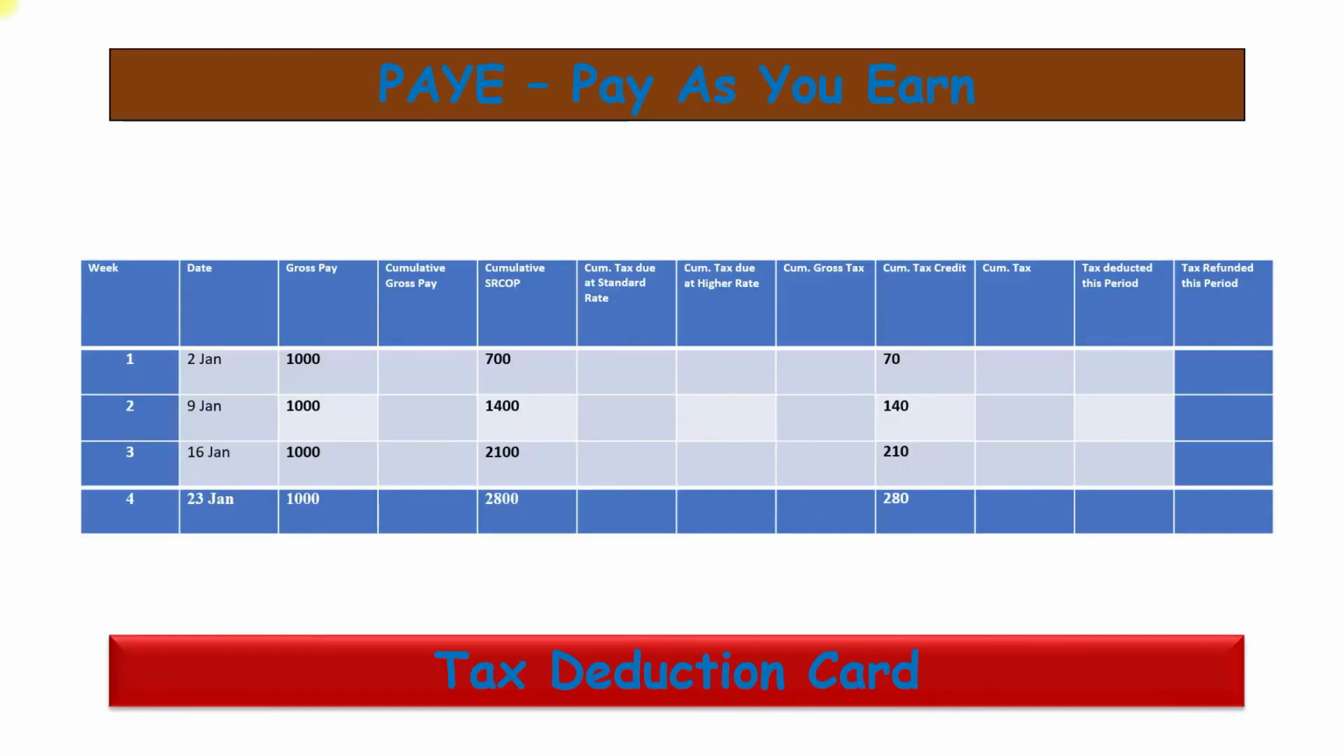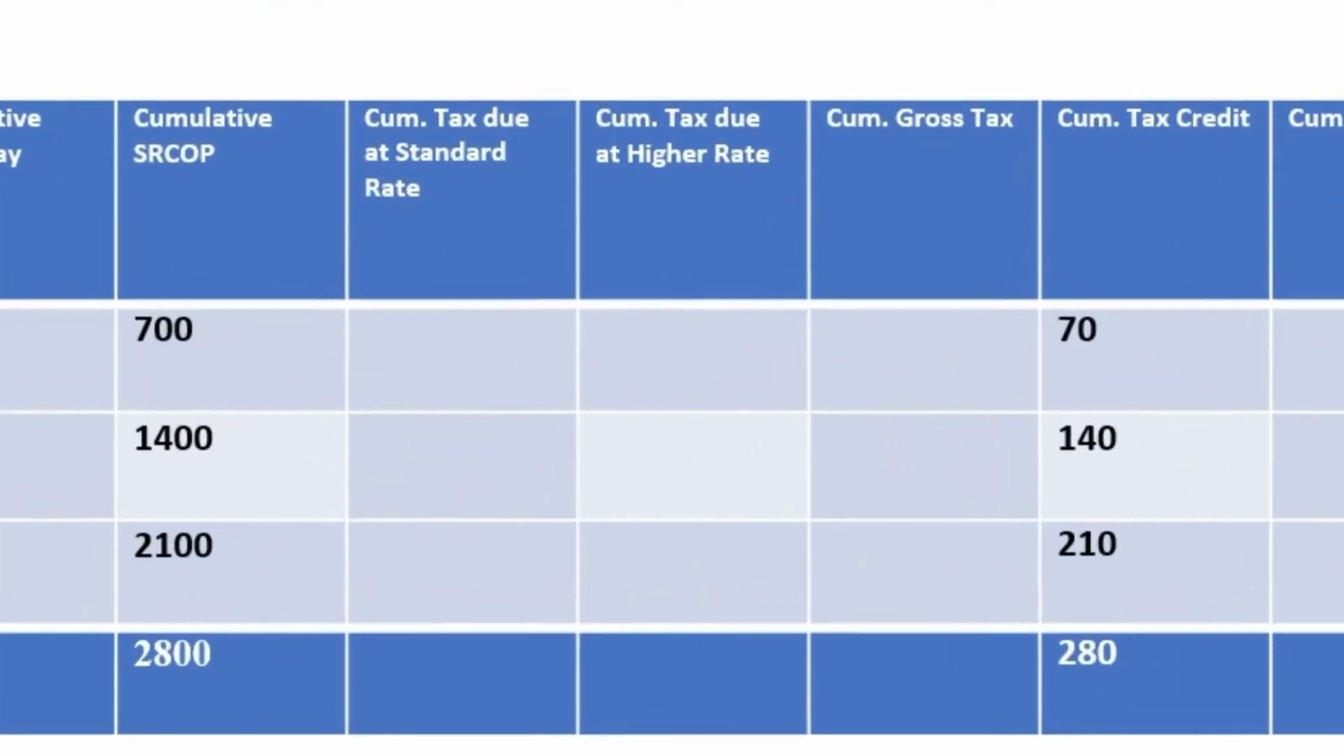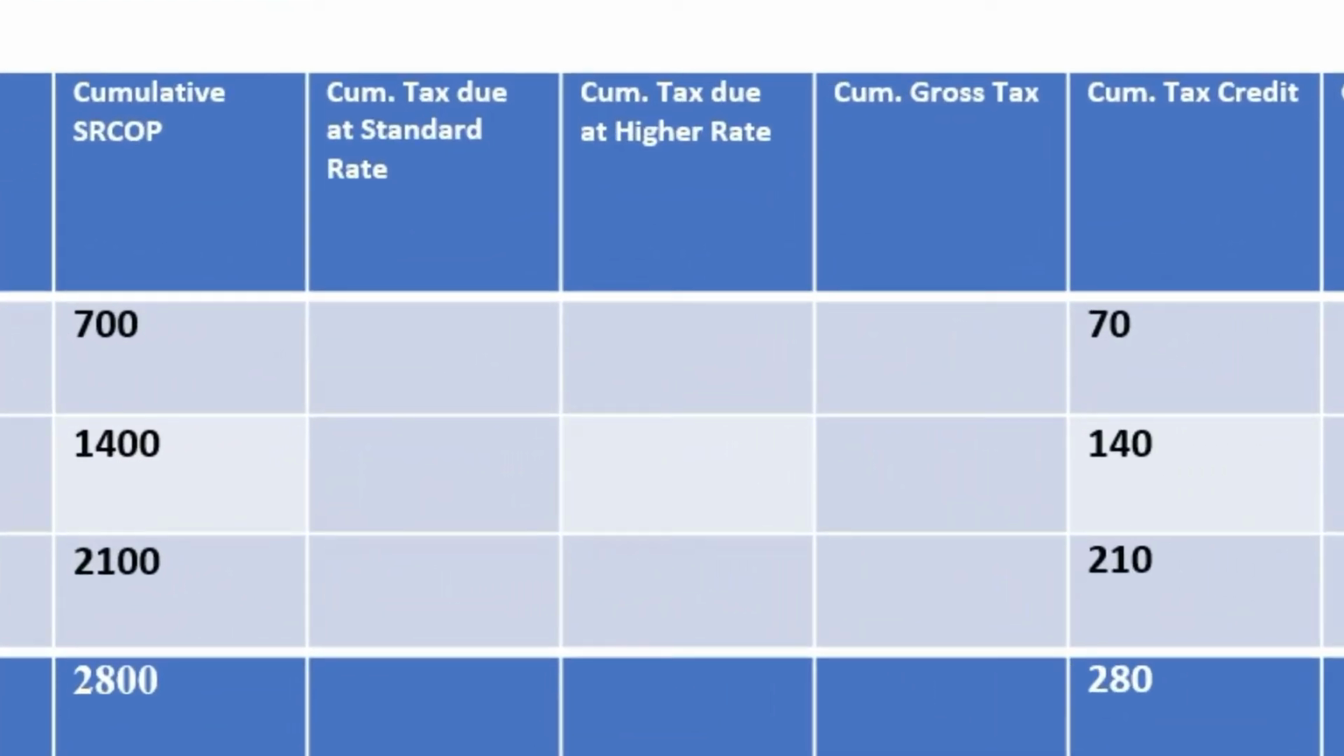This example of a tax deduction card shows the cumulative system in action. The first column shows the week number, and the second column shows the pay date of that week. Then we have the gross pay column, which is not cumulative. It shows the gross pay on a weekly basis. In the cumulative gross pay column, the gross adds up each week as in the previous slide. The tax deduction card comes with the standard rate cutoff point and the tax credit already filled on a cumulative basis.